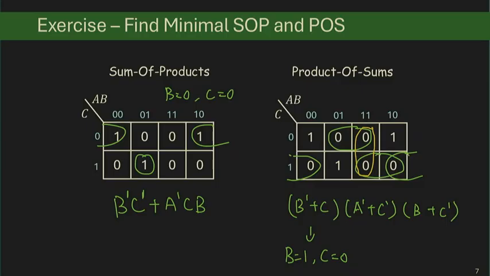Without this yellow term, all the zeros get covered. So these three sum terms cover all the zeros, and that is a correct expression. But there's another sum term over here that goes vertically, and it's not a subset of the other ones. You can think of this yellow one as the consensus between this term and this term. When we write it out as a Boolean expression, the yellow one will be A prime plus B prime.